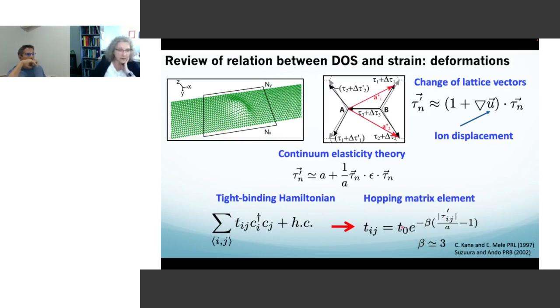Now, this behavior, this change in the hopping parameters resembles a lot the way that we treat electrons in a lattice that move under the influence of an external magnetic field. And this is one of the reasons why people try to cast the effect of strains in terms of effective or pseudo-magnetic fields. This description is clearer when we go to the continuum model.